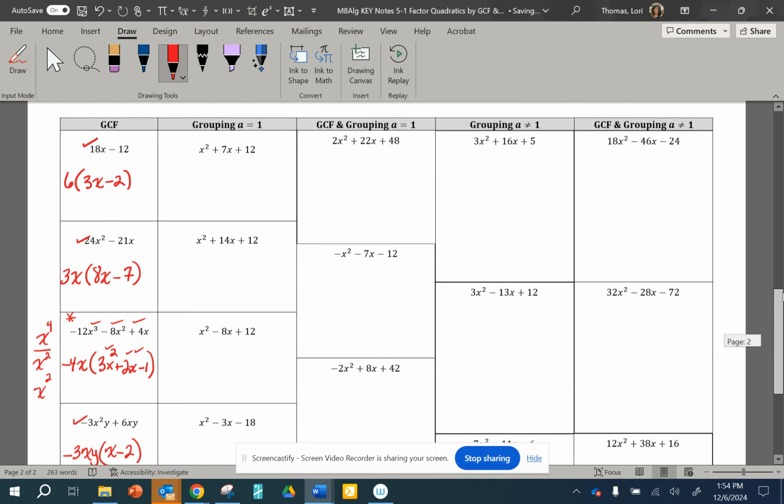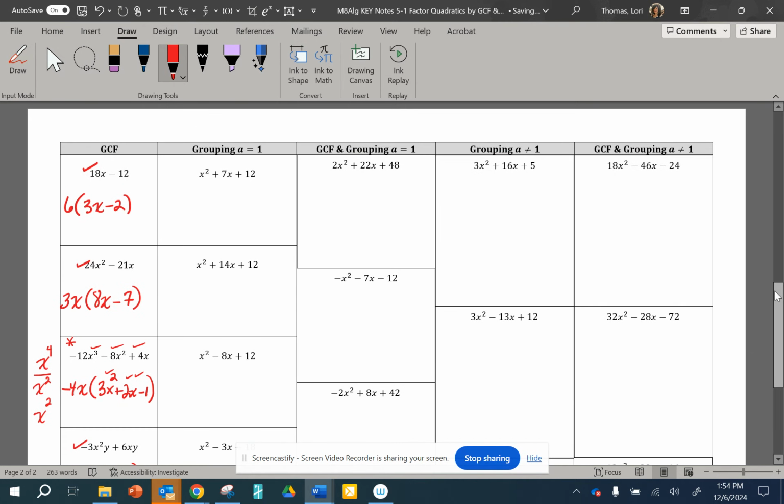The next step we're going to take a look at is when we have a quadratic trinomial, when our a value is 1. So a reminder that standard form for quadratic expressions is ax squared plus bx plus c. In this column of problems, we're going to factor by grouping, and our a value is going to be 1. So these are easier than when a is not 1.